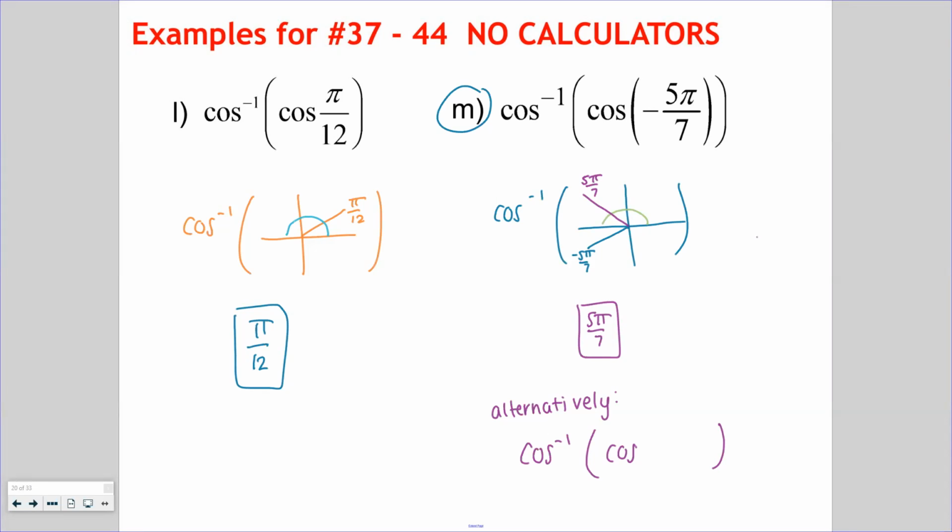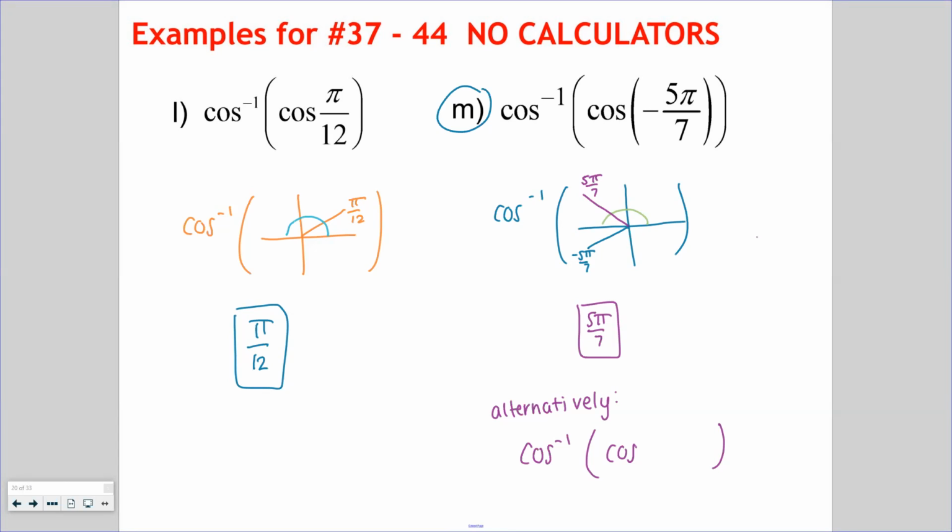So what we're going to do is take our angle negative 5 pi over 7, and reflect it over the x-axis for cosine. And then I'm going to figure out what that angle is. Okay, so if I take negative 5 pi over 7 and reflect it over the x-axis, that's going to give me the angle positive 5 pi over 7. Okay, so our final answer, 5 pi over 7.